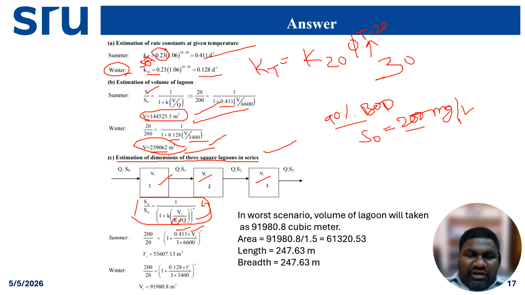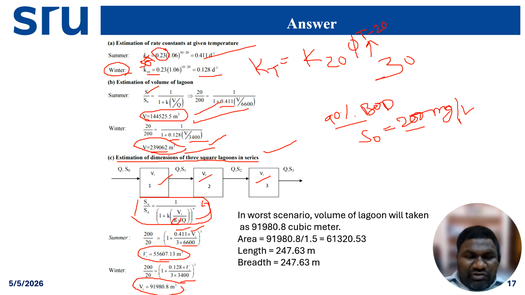Then we need to calculate n, the series, which should be 3. Here the flow in summer will be 6,600. The volume will be around 55,000 meter cube. In winter also we need to calculate; the K value will vary, the Q value will vary. It is around 91,980 meter cube. So in the worst scenario, what will be the volume of the lagoon taken?